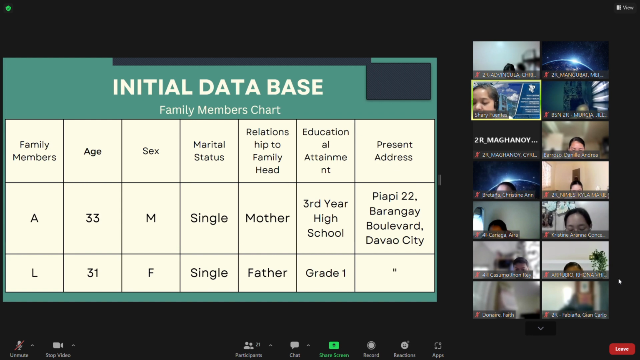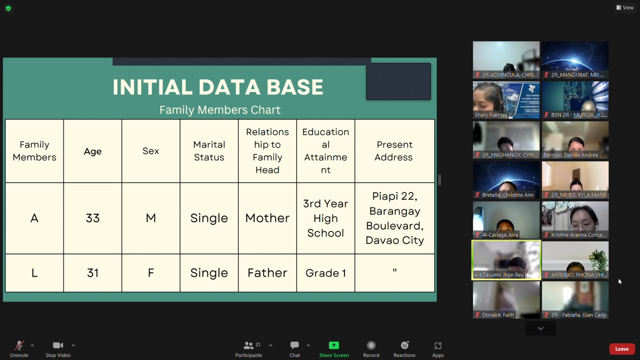Family developmental task. Let me check. PCIs, do you have questions? Ang kuha lang, ma'am, is nakulangan dyan sa initial database.